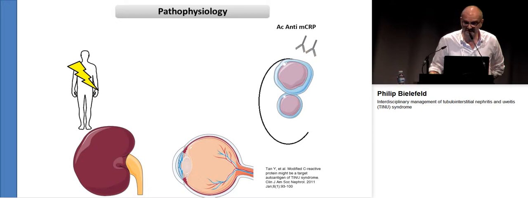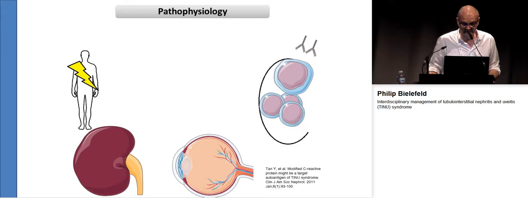What is this? It is modified C-reactive protein. There are many subtypes of normal C-reactive protein, and these patients develop antibodies against these modified CRP. These antibodies may act both on kidney and on the eye and explain the disease.